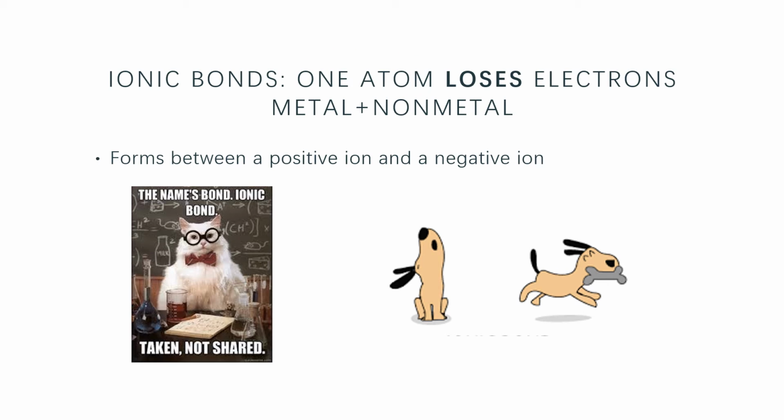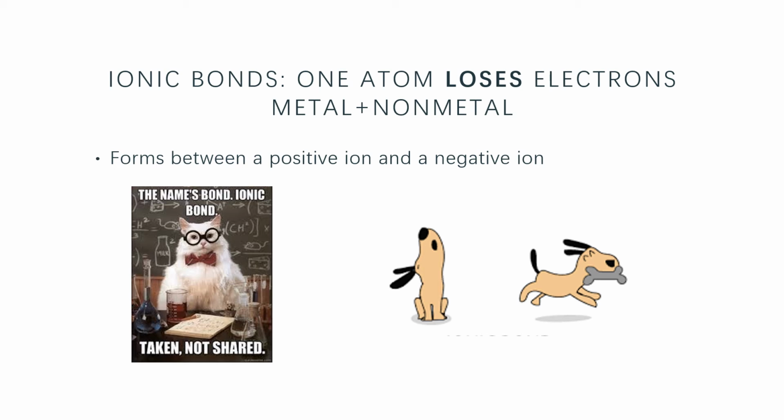Now we're going to talk about ionic bonds. Metals, unlike nonmetals, loosely hold on to their outer electron shells, so they're constantly dropping electrons and becoming positive ions. And when positive ions come across a negative ion, they attract each other, so they bond. This type of bond is called an ionic bond, which is formed between a positive ion and a negative ion.